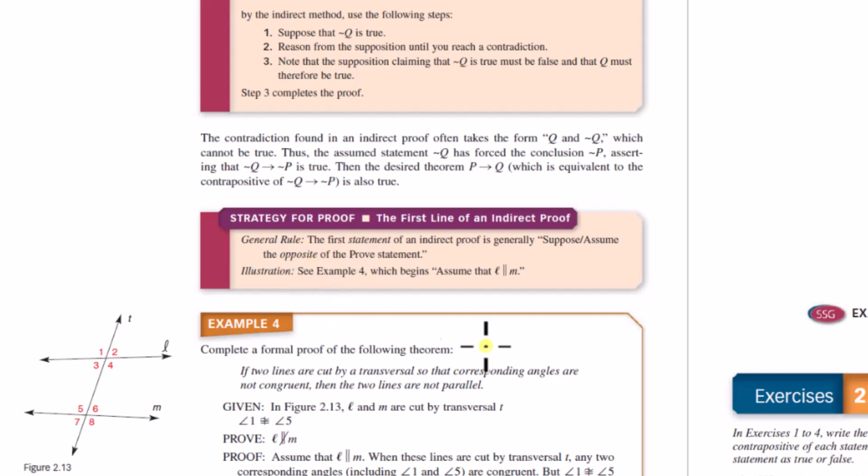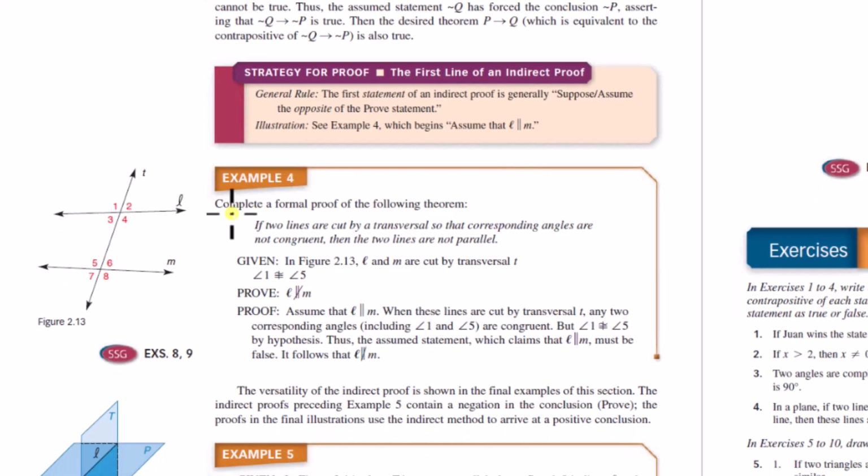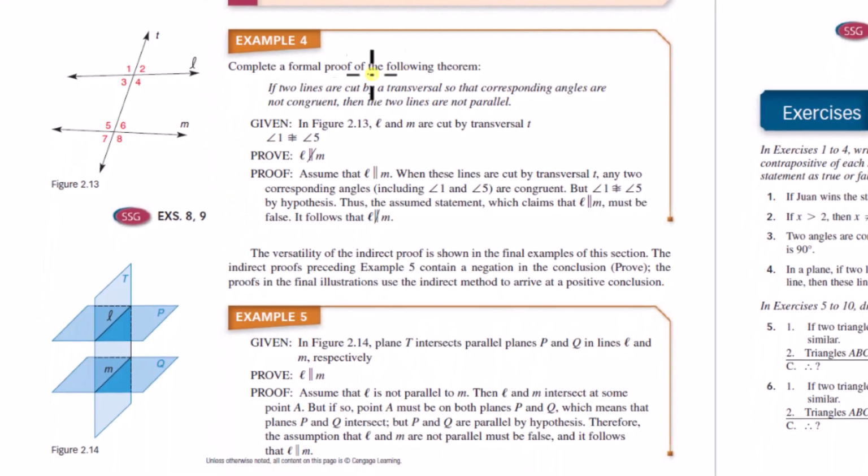Right. So let's look at another example. Complete a formal proof of the following theorem. If two lines are cut by a transversal so that corresponding angles are not congruent, then the two lines are not parallel. So we're given that two lines are cut by a transversal so that corresponding angles are not congruent. Here are these two lines cut by a transversal, and angle 1 is not congruent to angle 5. Then that means that the two lines are not parallel. We want to prove this.